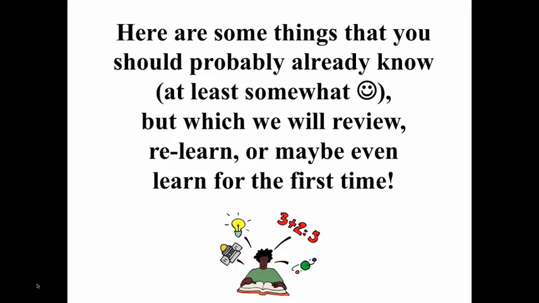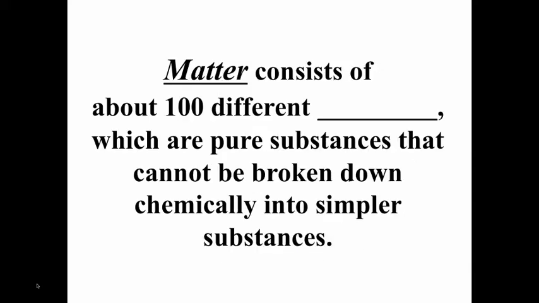Now, there are some things that you should probably already know, at least somewhat, and on the off chance you haven't spent all summer studying chemistry, we'll do some review, do some relearning, and maybe you might even run across some stuff that's new to you during the start of the semester. Let's start with this. Matter consists of about 100 different, and you'll probably say, elements that are pure substances that cannot be broken down, at least not chemically, into anything that's simpler.